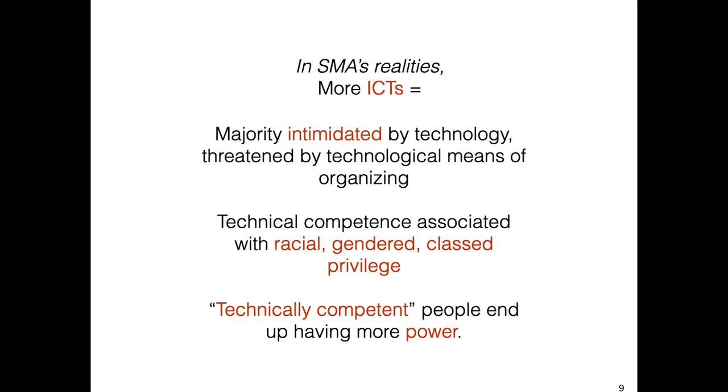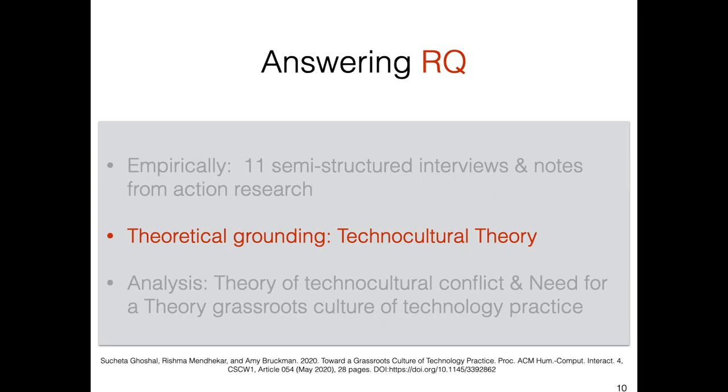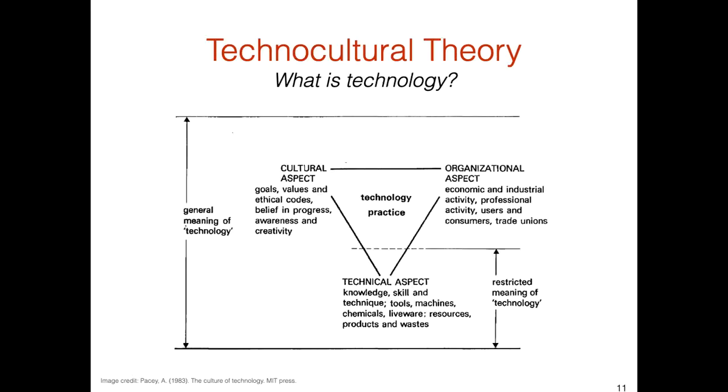In SMA's reality, however, more ICTs meant the majority being intimidated by technological means of organizing, racial and gendered patterns of technical competence, and technically competent people having more power. Technology having cultural consequences is not a new phenomenon. As a second step toward making sense of our findings, we incorporated the lens of technocultural theory articulated by Arnold Pacey, a theory that examines technology as a cultural project.